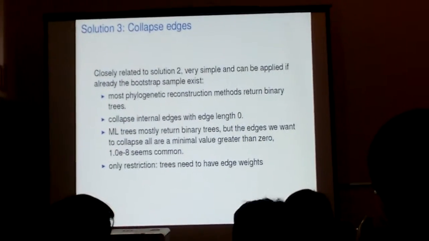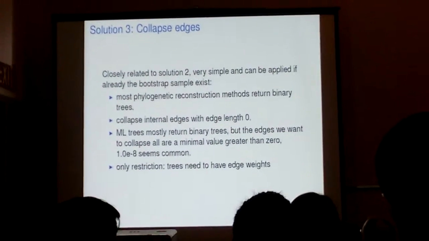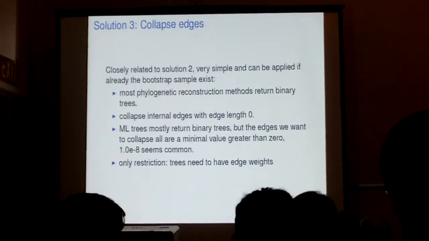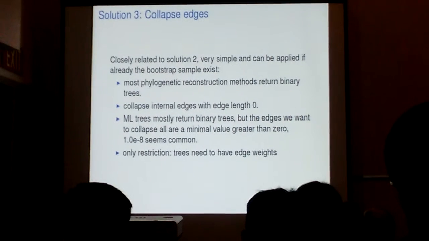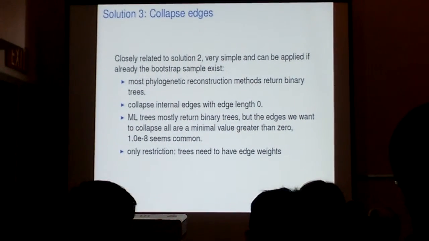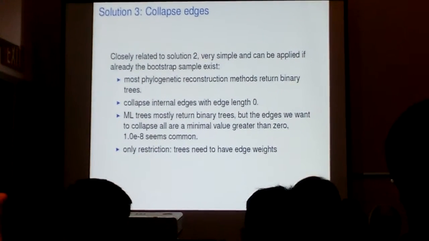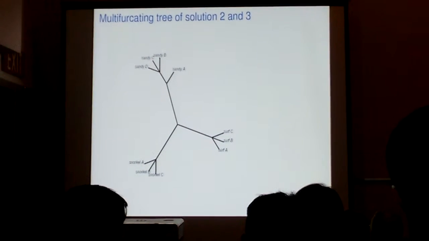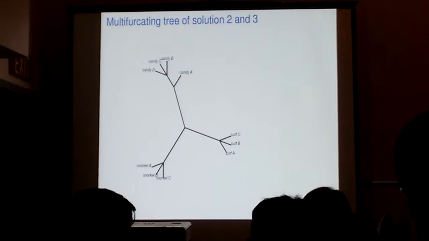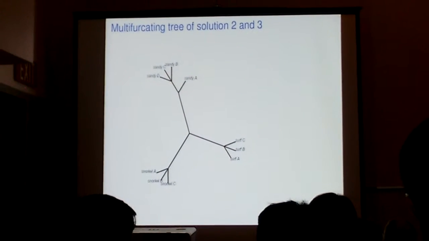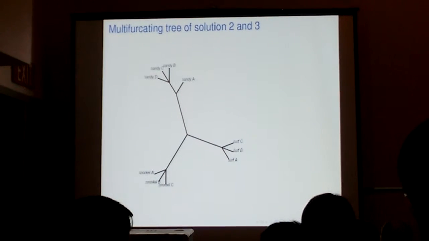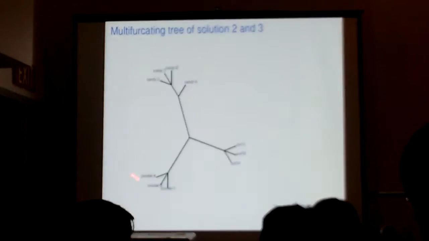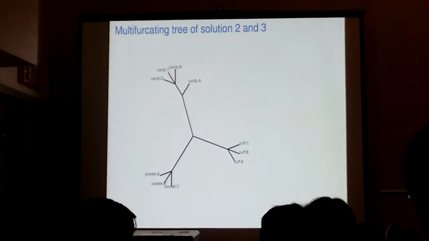The only restriction is that the trees in the bootstrap samples need to have edge weights, because sometimes you make the bootstrap samples and you want to save memory, so you delete the edge lengths. And so the tree from solutions 2 and 3 would be just a multifurcating tree, which would also represent the tree we had perfectly. It's still a little bit tricky, not the original tree, because I'm showing these multifurcations, but these edge lengths are actually zero, so they don't mean anything.